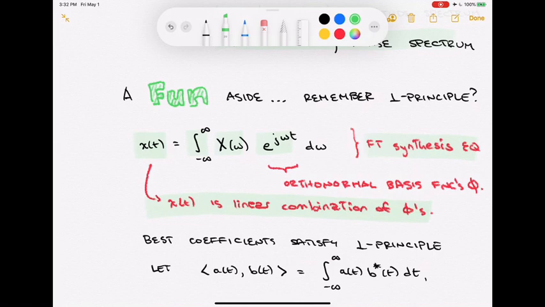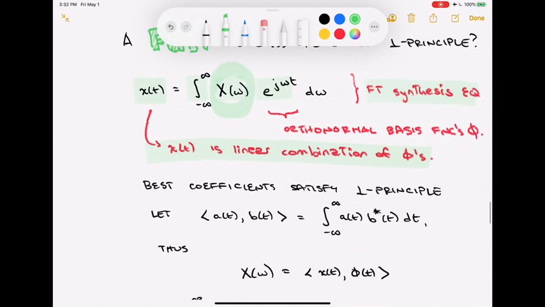It turns out, just like for the Fourier series, those basis functions are orthonormal basis functions. That means if you take two different frequencies, their inner product is 0. If you take the same frequency and look at its norm squared, it's going to have a size equal to 1. It's the good kind of basis functions. If I'm interested in finding the overall best coefficients, X of omega, to make this approximation turn out well, to minimize the norm squared error, we know that those best coefficients satisfy the orthogonality principle.